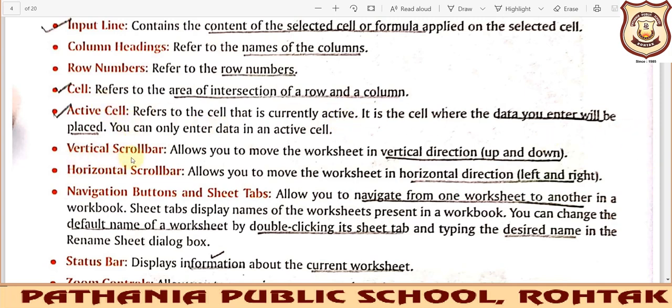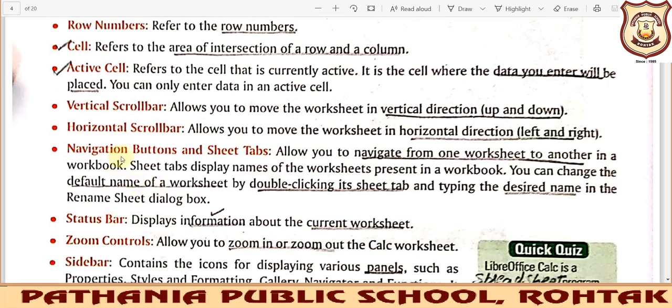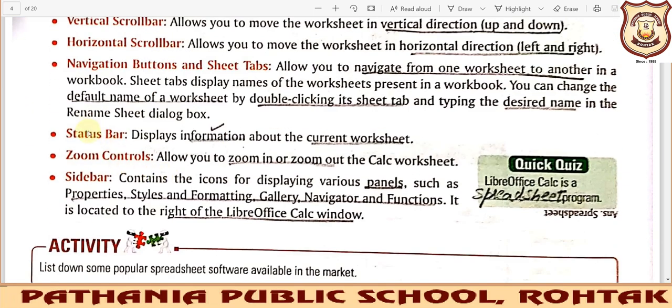You now know the vertical scroll bar, horizontal scroll bar and the navigation buttons, right? The status bar shows you the status or the current information about that worksheet. Zoom controls are used to zoom in and zoom out. Sidebars will display things like properties, styles and formatting, gallery, and links to the different functions also.